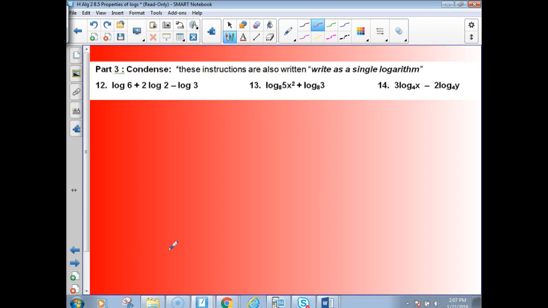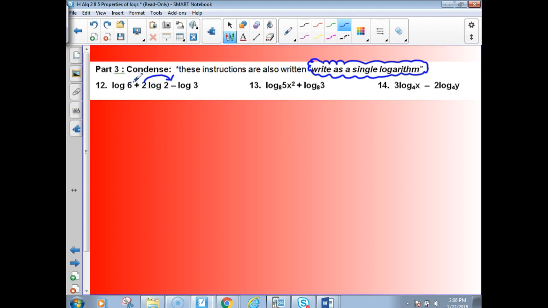All right, part 3 says to condense. These instructions could also be written as write as a single logarithm. That's what you're going to see most of the time, write as a single logarithm. What that means is to condense it, to compact it using your log rules. So I have a sum and a subtraction, and I have a number multiplying. So I'm going to put this back on the 2, and then I'm going to use the rules.